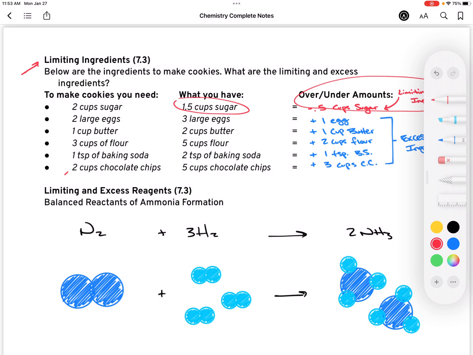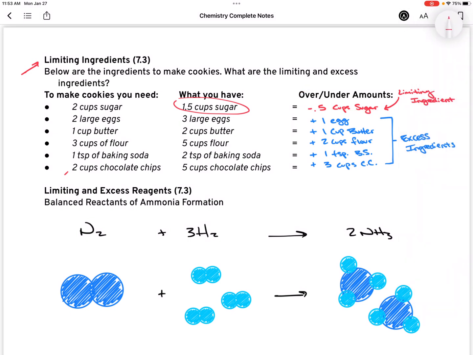Down below, these are what we call our excess ingredients. We have plenty of ingredient left over to possibly make a second batch, or even a third, depending on how much you actually need. This is like you rummaging through your cupboard trying to find the ingredients, and you realize, oh, I'm a little short. I've got to go back to the store or go to the neighbor's house and see if anyone has any. So we're going to take the same concept and apply it to chemistry.